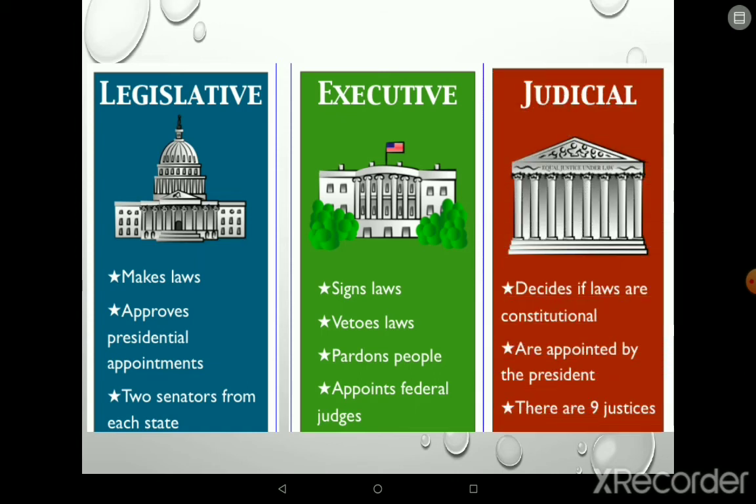Then the judicial, you can say judiciary. Courts here interpret laws and decide legal cases. This part of the government decides whether the laws are being followed by the people or not. And these particular judges are appointed by the president, and there are 9 judges in the judiciary, you can see.